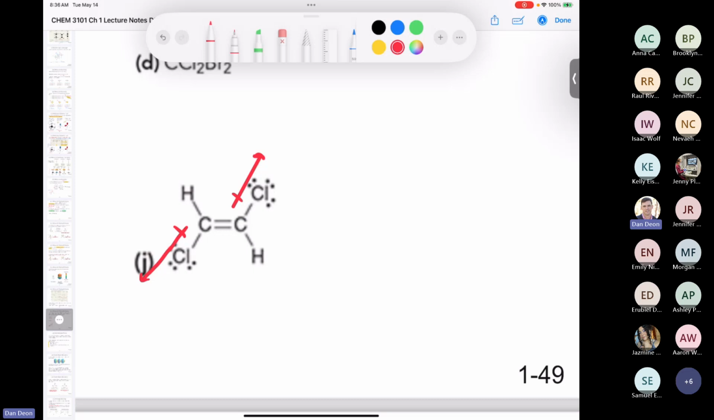Absolutely. Okay, you would say the molecule is nonpolar since dipoles cancel. Dipoles cancel like that. There we go.